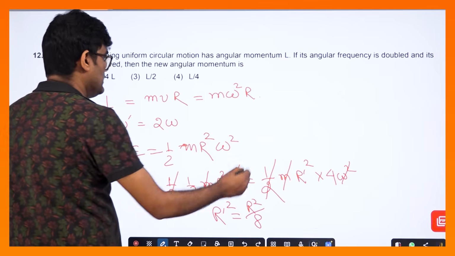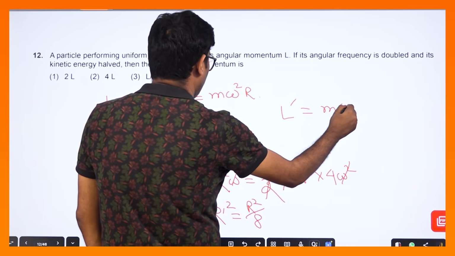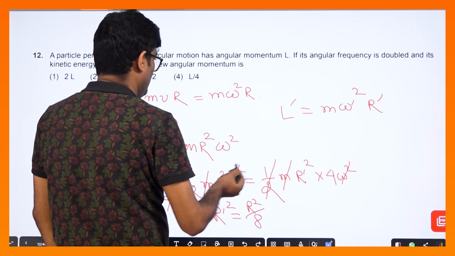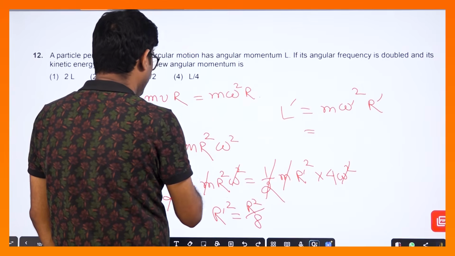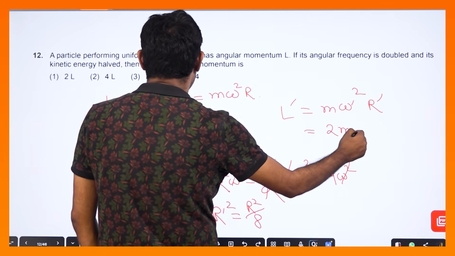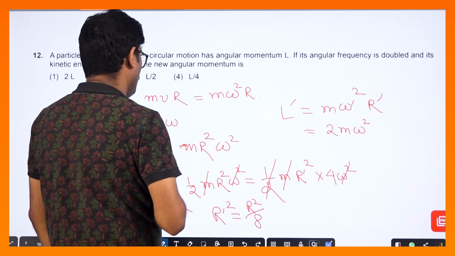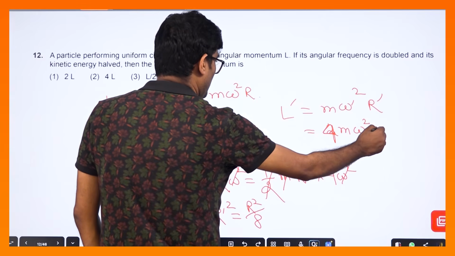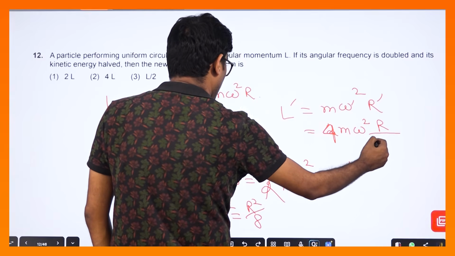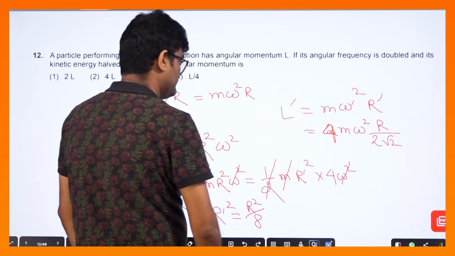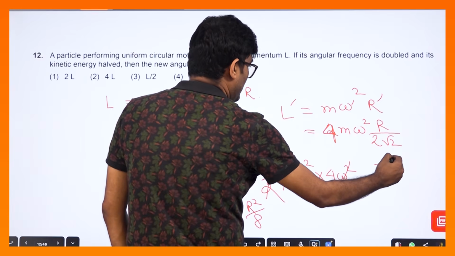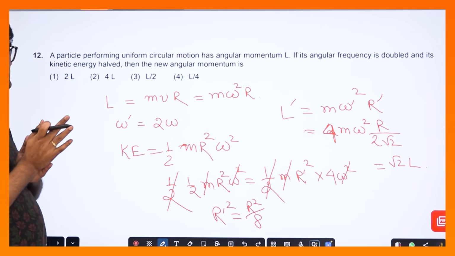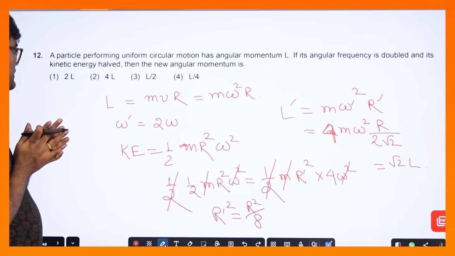Right? So the new value of angular momentum is m omega prime r prime square, against m omega r square. Now omega I have made double, and r prime I have made 1 by 2 root 2 times. So according to my calculation, it is root 2 times initial angular momentum, right? Which is not there, of course, in this question, right?